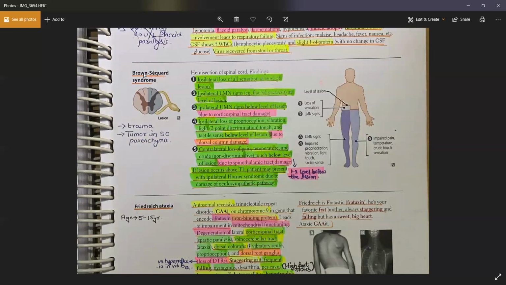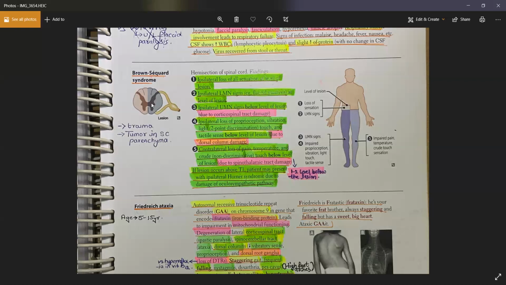Then you have the Brown-Sequard syndrome, in which you are having a loss of half a segment of the spinal cord. You have one spinal cord segment, and half of this spinal cord is now gone. So what kind of symptoms will you get? Now, at the level of lesion, first you're having damage of the anterior horns, so you will get the lower motor neuron lesion. At the level of this lesion, you will have the lower motor neuron signs.